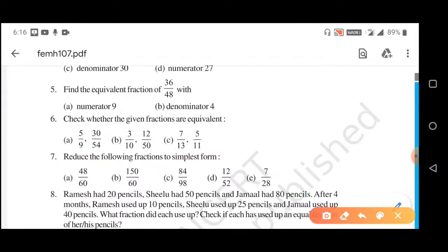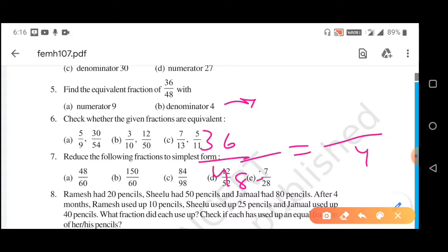Now the next one is denominator 4. So 36 by 48, denominator 4 means the lower part is 4. So to get 4 here, we have to divide 48 by 12. If we are dividing 48 by 12, we have to divide 36 by 12. So here it will be 3 by 4.